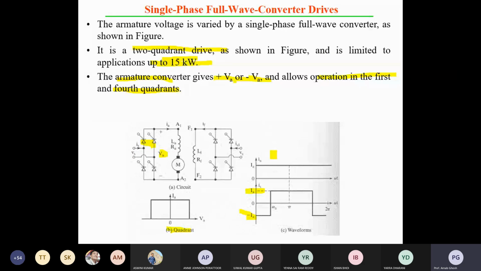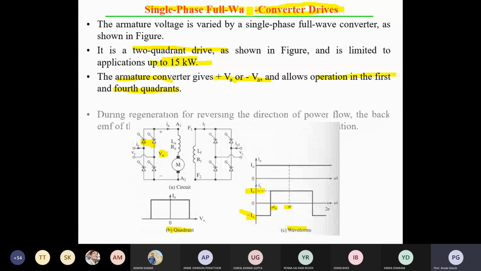Okay, so it is your alpha 3. So firing pulse you have to change, so the overall circuit is working, pi and 2 pi. As per the changing of your firing pulse, it can work. Okay, so this is the single phase full wave converter drive.